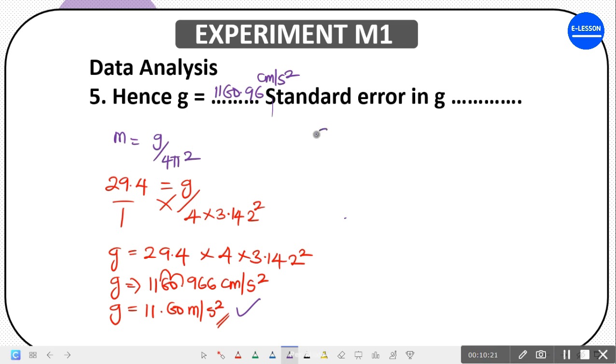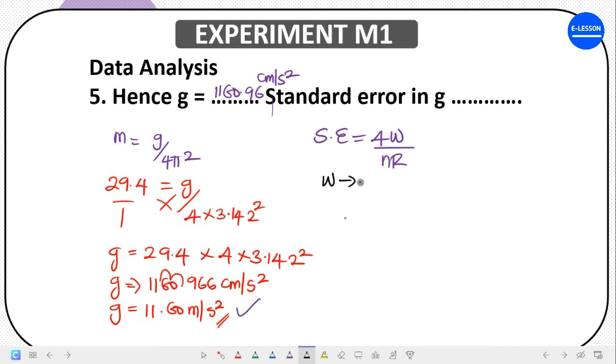The standard error is equal to 4W all over N times the range. Now this should be in your worksheet too. W is the vertical scatter, and I've shown you how to calculate the vertical scatter, right? If you don't remember, go back to that. Just reverse your video back to when I was plotting the graph. I showed you how to get the vertical scatter.